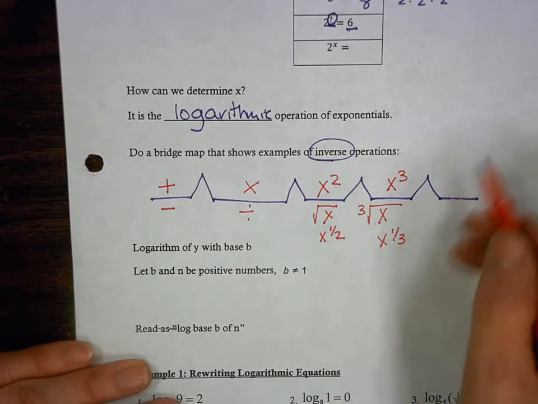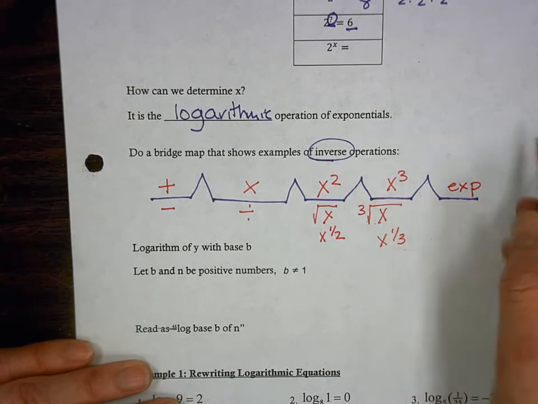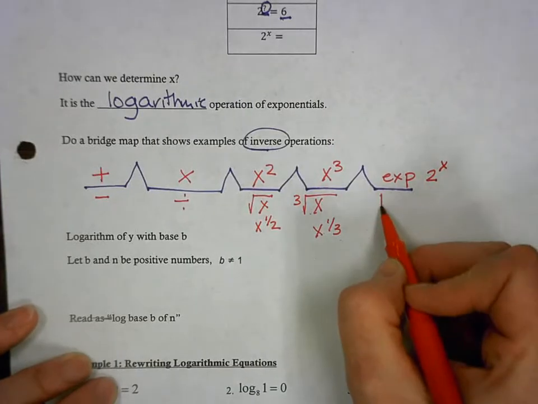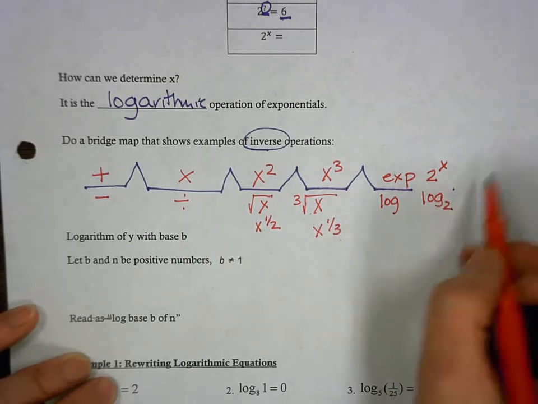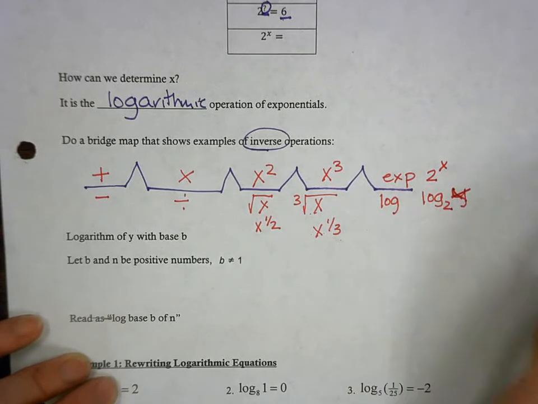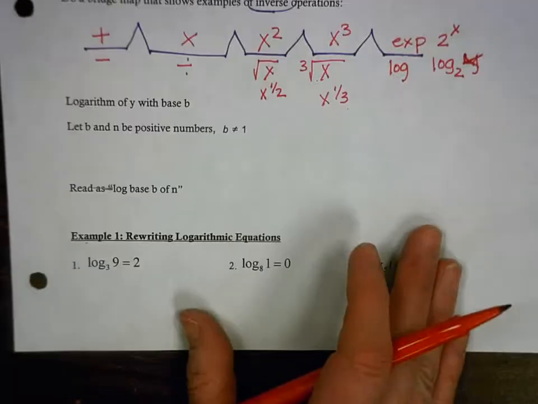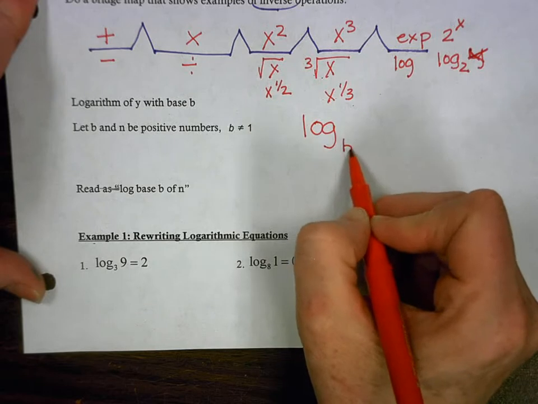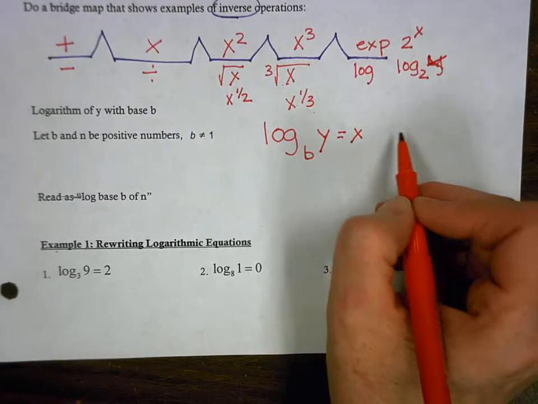Well, what we're going to find is that when we have exponential functions, the inverse of exponential, so some number to the x, is the logarithmic function, the log base 2 of a number, okay? Log base 2 of x. These are actual inverses. So let me give you the definition in an equation. The logarithm of y with base b. We say this, the log base b of y is equal to x. If this is true, then this is true.